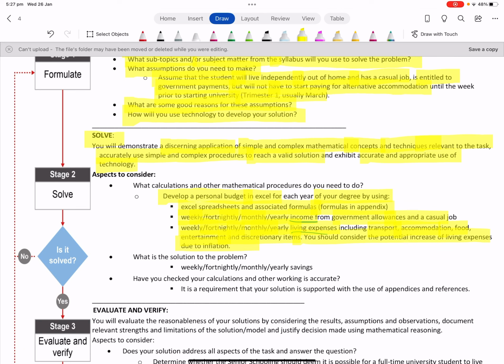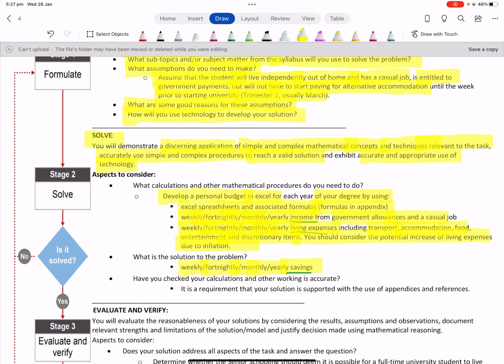So again, we envisage that you will probably have up to 3 to 4 budgets within your solve section. Mostly it will be due to each year of your degree. Again, the yearly income versus expenses will be within that single year budget as well. Also within that budget is the solution to your problem, because you want weekly, fortnightly, monthly, and yearly savings. So that's going to give you an indication about how the problem has developed and what you're going to be left with at the end of the 4 years.